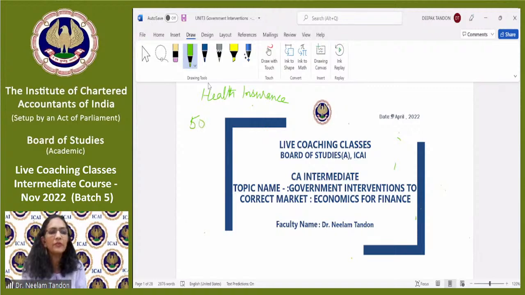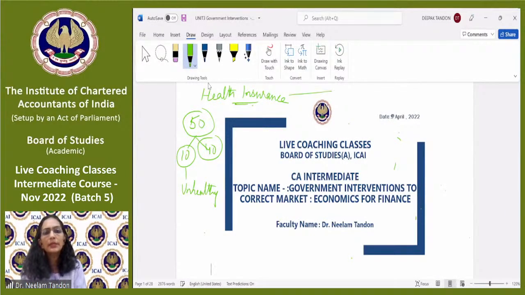Let's say they have 50 customers, and out of these 50 customers, 10 are unhealthy and 40 of them are healthy. So what's the cost of the insurance company? Cost for the insurance company is claims. People go for taking claims. That is a cost. So what will the insurance company try to do? Minimize the cost. And what is the revenue of the insurance company? Premium. Premium is revenue.